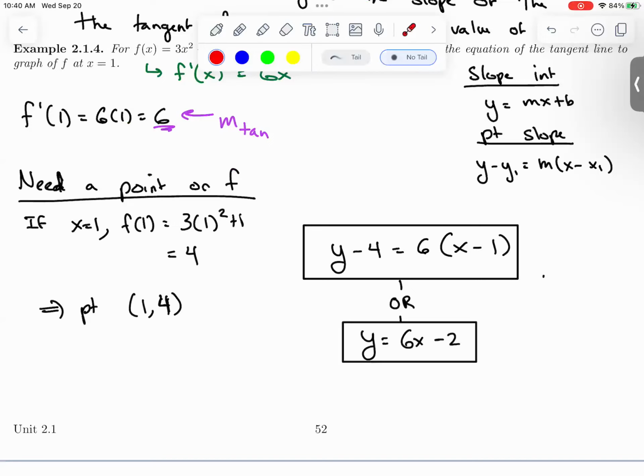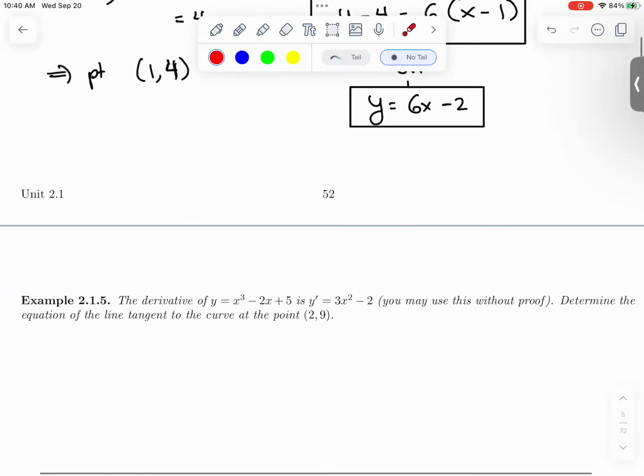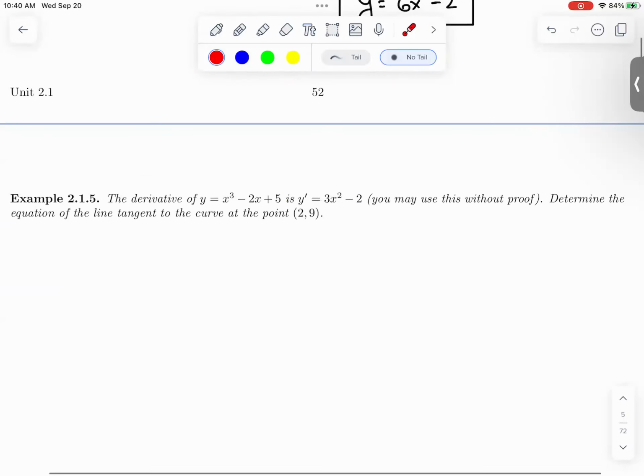But either way, when it comes to computations and stuff, this is where that becomes a little more useful. All right. The derivative of y equals x cubed minus 2x plus 5 is y prime equals 3x squared minus 2. We can use this without proof.